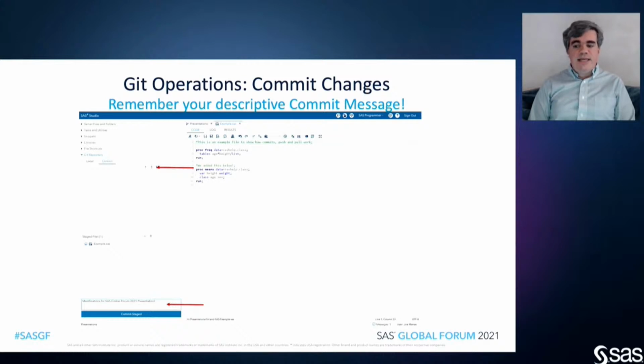Finally, select Commit Staged to actually commit the staged files to your local repository. Remember, this doesn't send them anywhere. They're just in that local folder still. We'll get to sending them up to the server shortly.